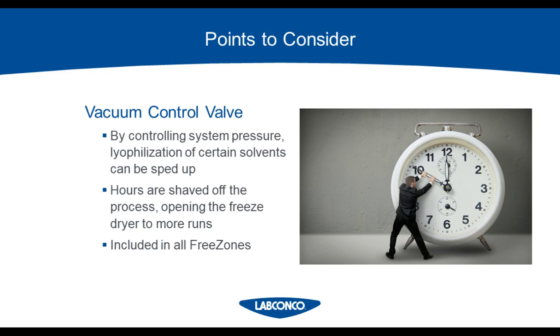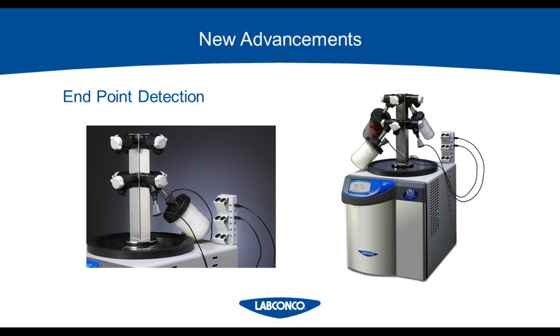A vacuum control valve is another important feature to have in your freeze dryer. By being able to set the vacuum level, you're able to speed your runtime of certain solvents. Many people think if they pull the deepest vacuum, it will speed their run, but that isn't the case. Having your sample set at about 0.2 millibar is actually the most efficient vacuum setting.